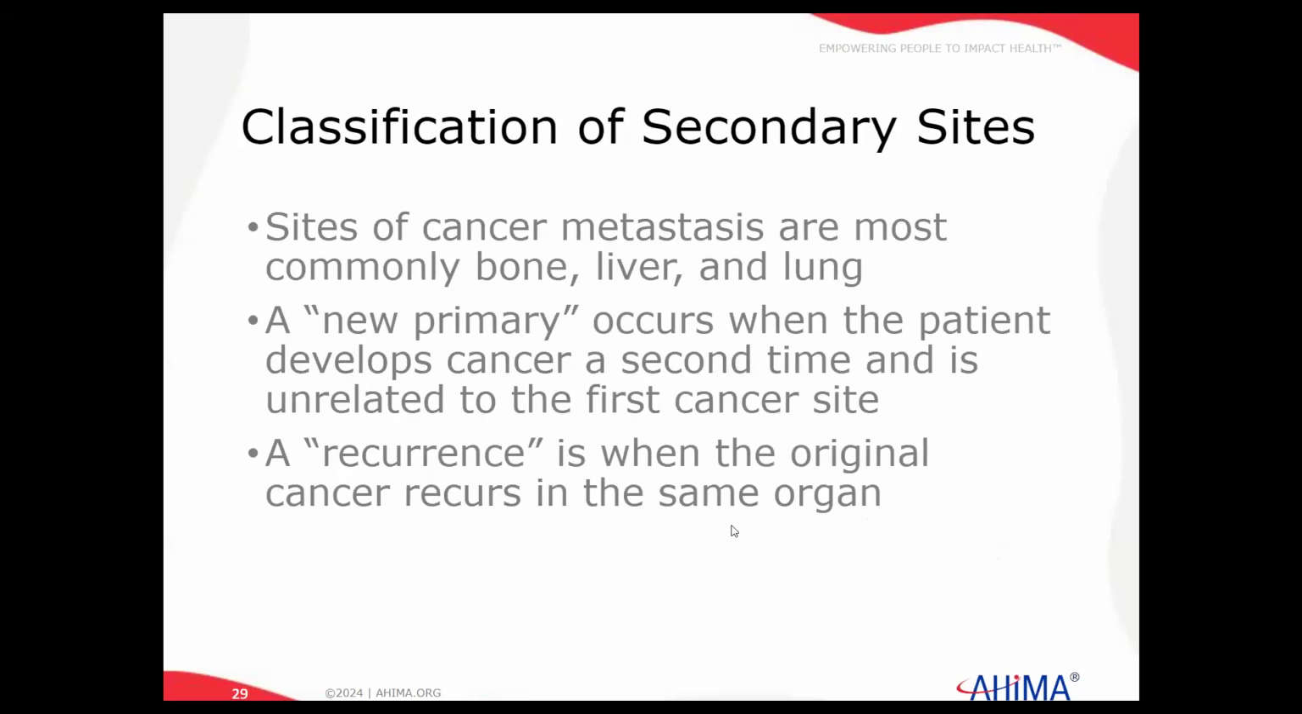Some other sites that we see with metastases are the bone, the liver, the lung, and sometimes we see a new primary. A new primary happens when a patient develops cancer a second time, and it's unrelated to the first cancer site. Typically, these will look different to the pathologist when they do a biopsy. So the providers will determine whether something's a new primary or metastases.